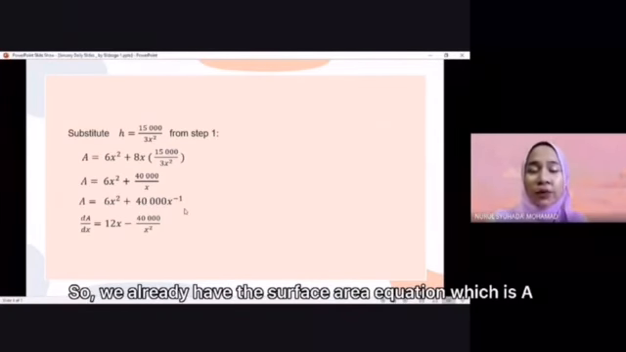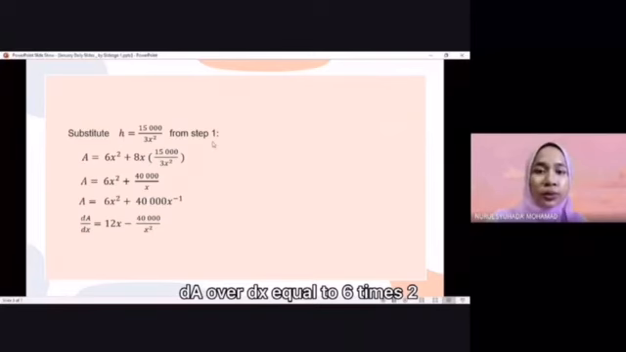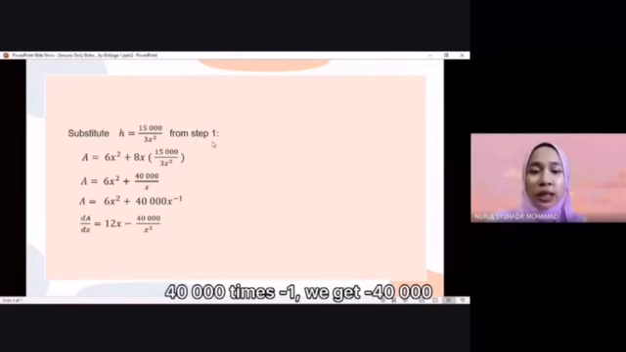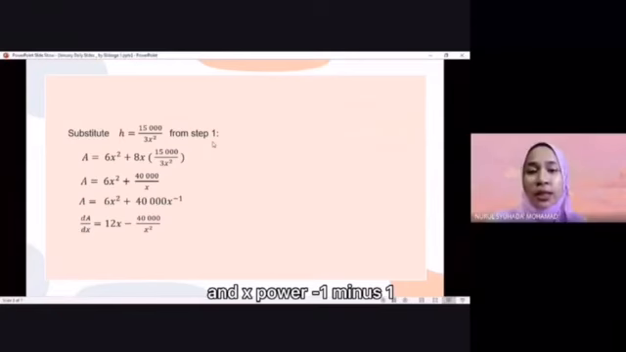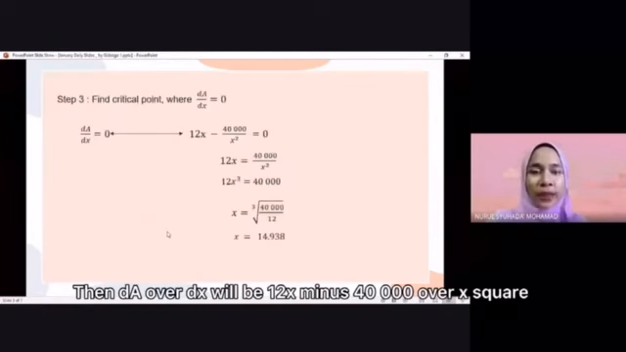So we already have the surface area equation, which is A. We can find dA over dx. dA over dx equal to 6 times 2, we get 12x. 40,000 times negative 1, we get negative 40,000. And x power negative 1 minus 1, we get x power negative 2. Then dA over dx will be 12x minus 40,000 over x squared.